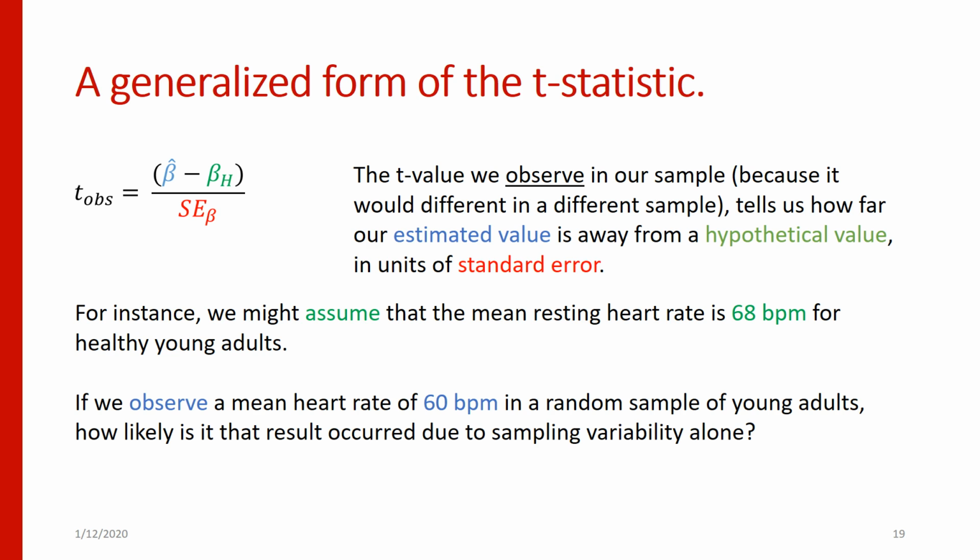Right? So we can't rule out the fact that there might be something going on there, but what we're seeing is consistent with sampling variability. So let's think about that example where we have a hypothesis based on real data, but I'm going to say this is a hypothesis, right, that the mean resting heart rate is 68 beats per minute for healthy young adults. If we observe a heart rate of 60 beats per minute in a random sample of young adults, how likely is it that result occurred due to sampling variability alone?